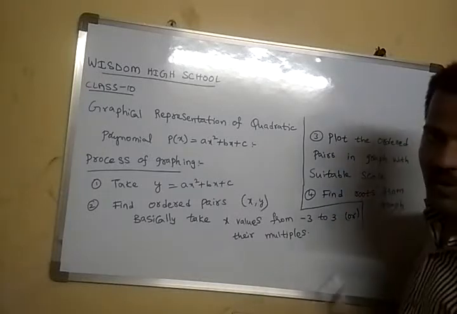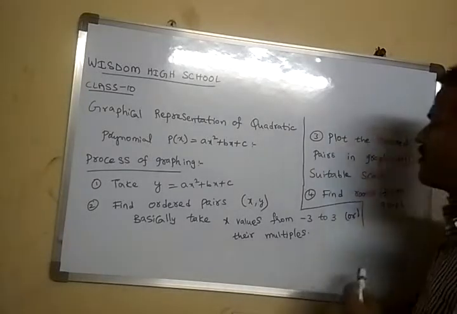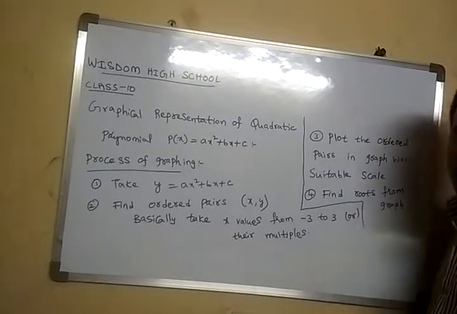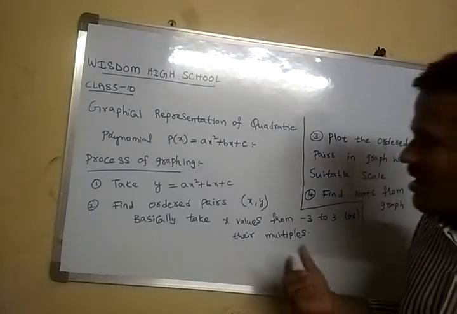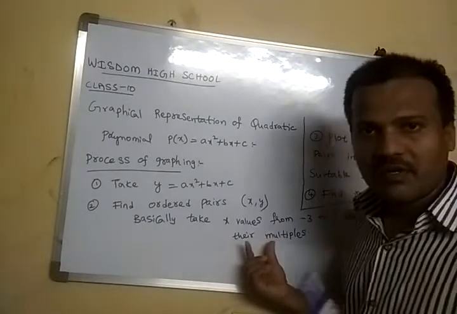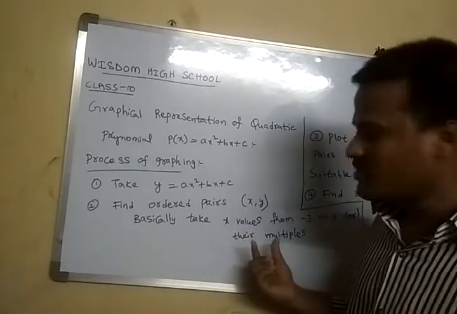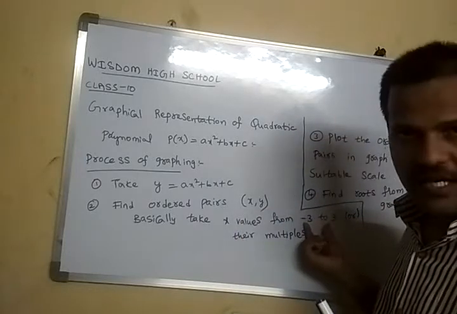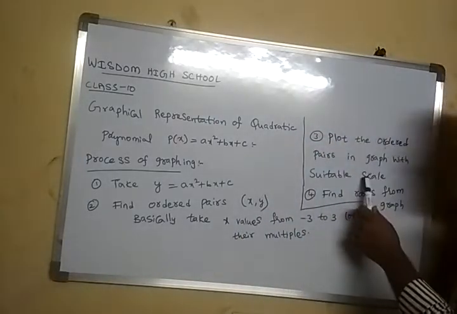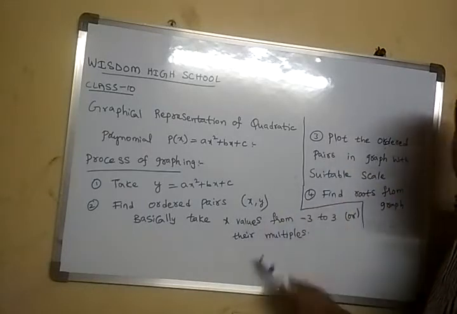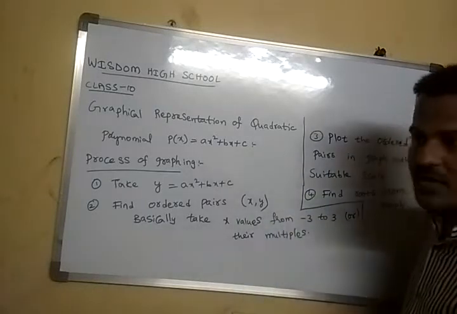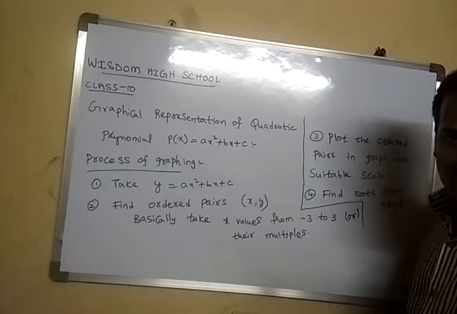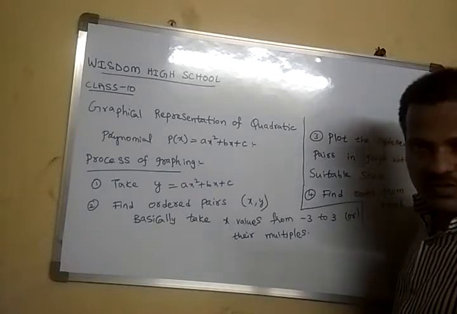graph. We will plot the ordered pairs in the graph by taking a suitable scale. Suitable scale in the sense we will take 1 centimeter equal to 1 unit, or 10 units, based on the values you have taken here. So after taking a suitable scale, you plot those ordered pairs and join those ordered pairs with a soft hand only.